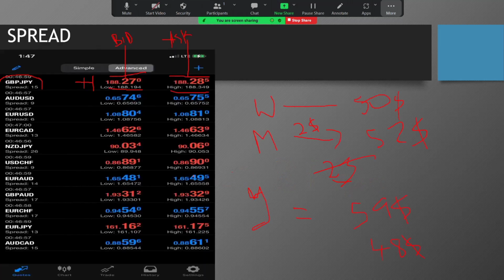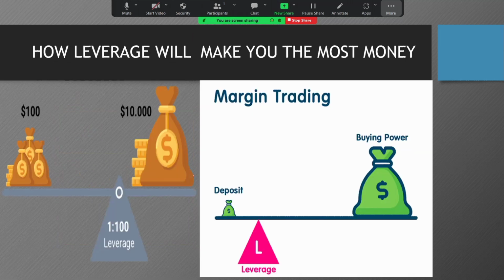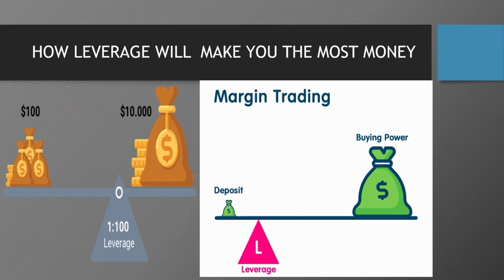So that is how broker spread works. So the next one I would look at now, we're going to look at leverage. How understanding leverage will make you money.